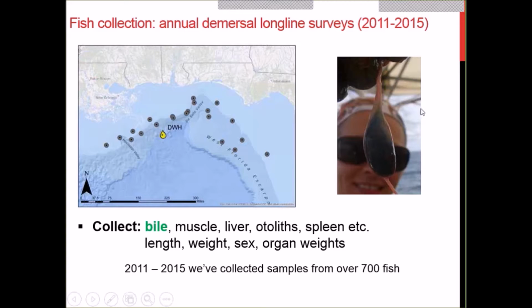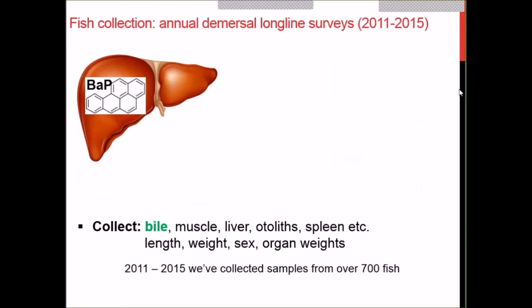And on the right, we have a picture of a gallbladder. So the gallbladder is very important to us. One of the main things we collect is the bile. From these fish, we also take other tissues, muscle, liver, otoliths, spleen, etc., other data like length, weight, sex, organ weight. And from 2011 to 2015, so far we've collected samples for these 3 species from over 700 fish.